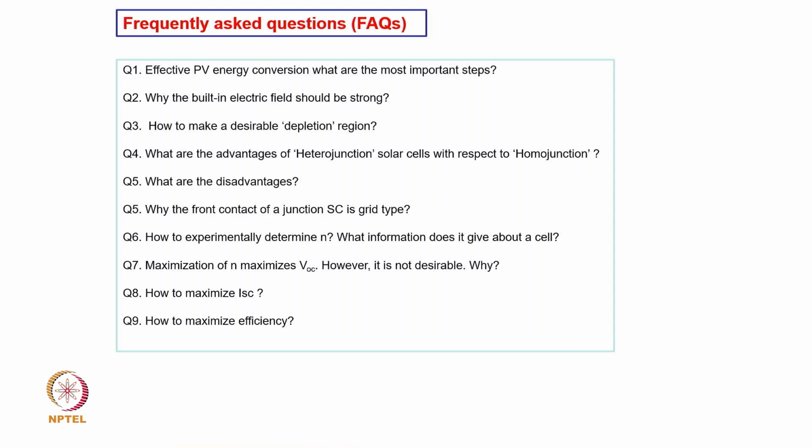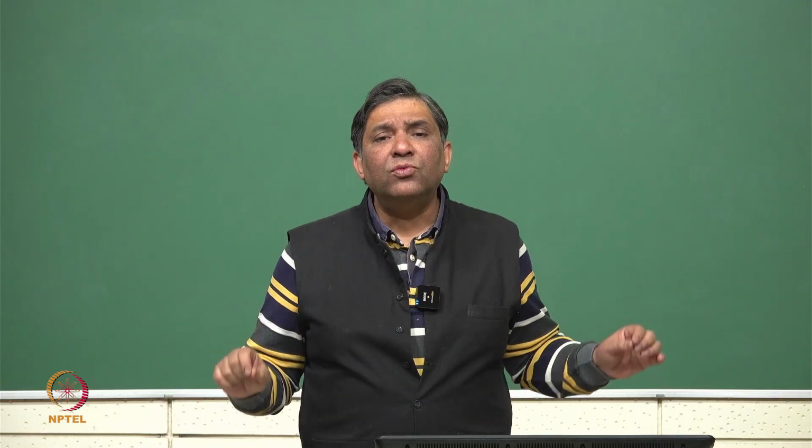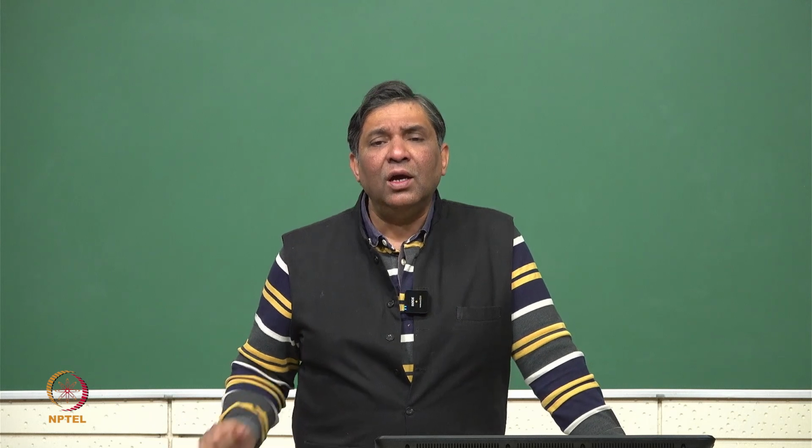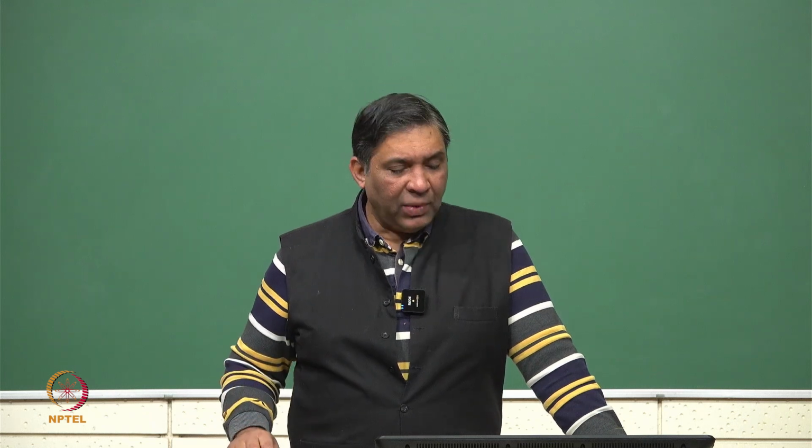For effective photovoltaic energy conversion, what are the most important steps? Okay. So, for effective photovoltaic energy generation, what is the first step? The first step is good absorption and generation of charge carriers, then efficient transport of the charge carriers by defeating as much as possible the recombination process, and then flow of the charge carriers in the outer circuit across any load which is used, so that you can generate power.